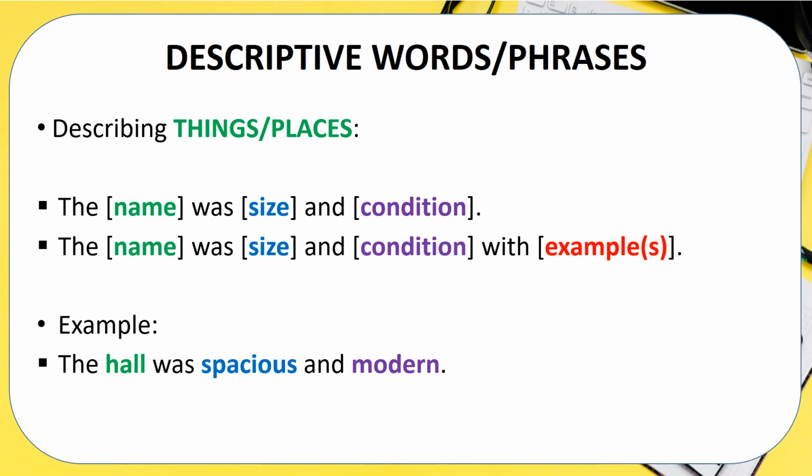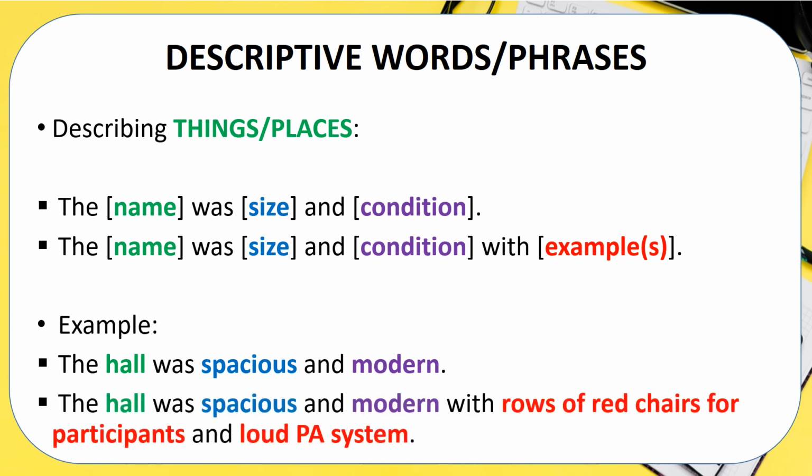So, let's further elaborate this. The hall was spacious and modern with rows of red chairs for participants and a loud PA system. So when you describe this, something visual, rows of red chairs, people can imagine banyaknya kerusi-kerusi merah. And then loud PA system, what you can hear. Remember earlier about the 5 senses? Yes, very good.